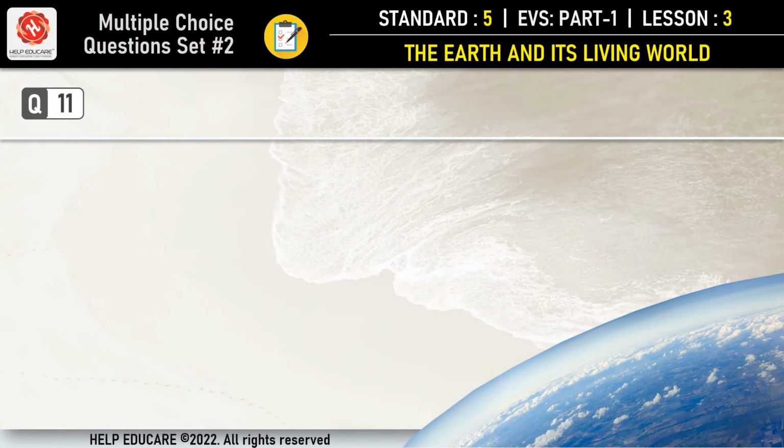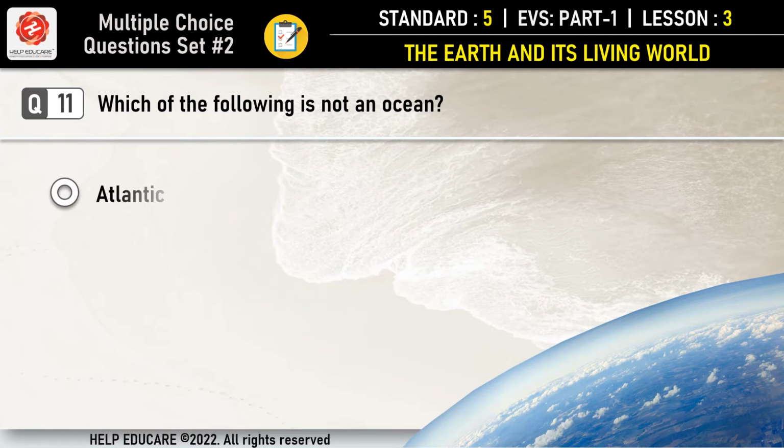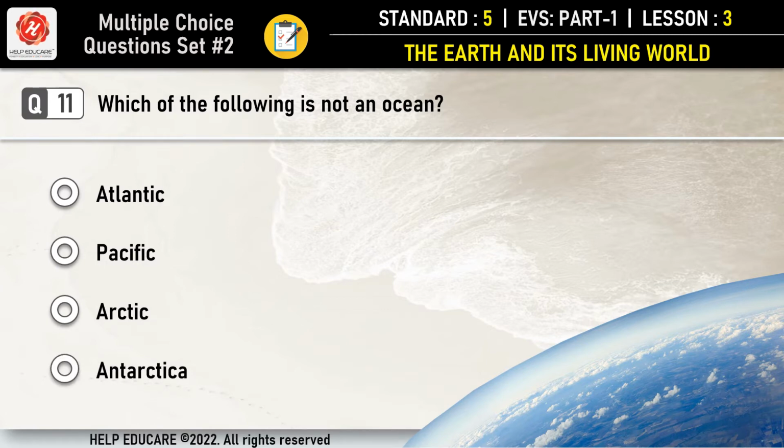Question number 11. Which of the following is not an ocean? First option, Atlantic. Second option, Pacific. Third option, Arctic. Fourth option, Antarctica.